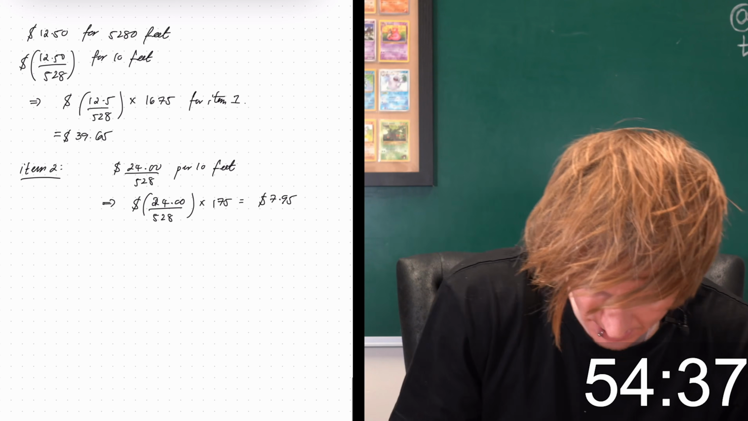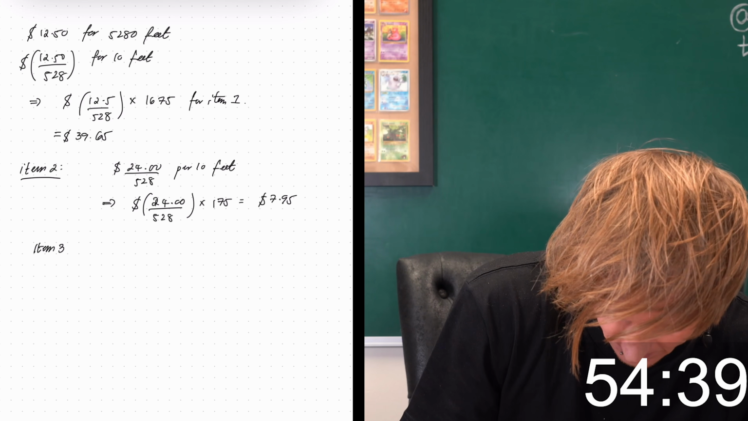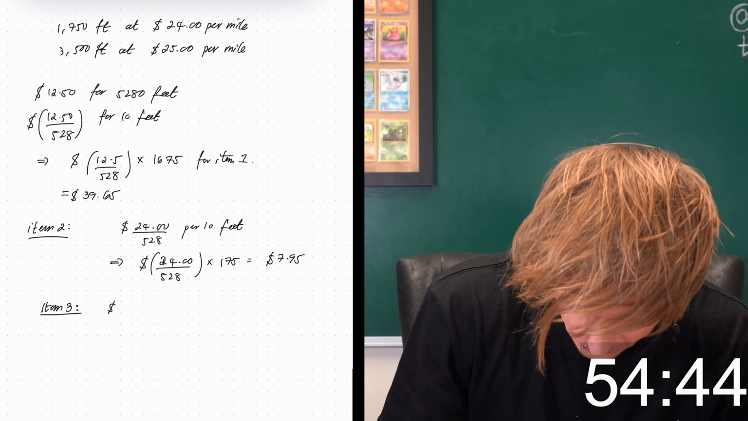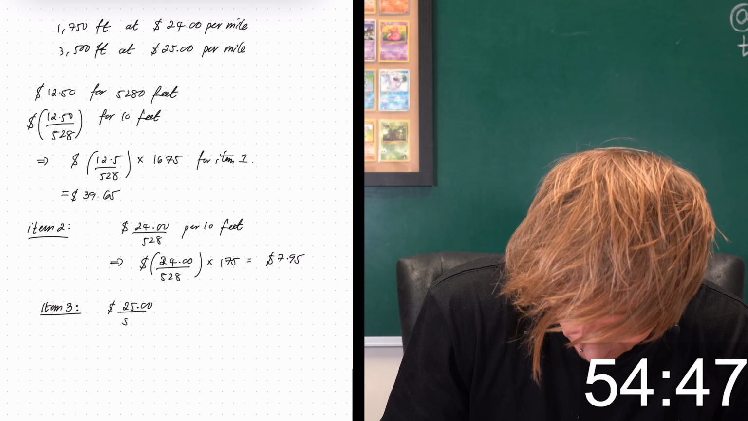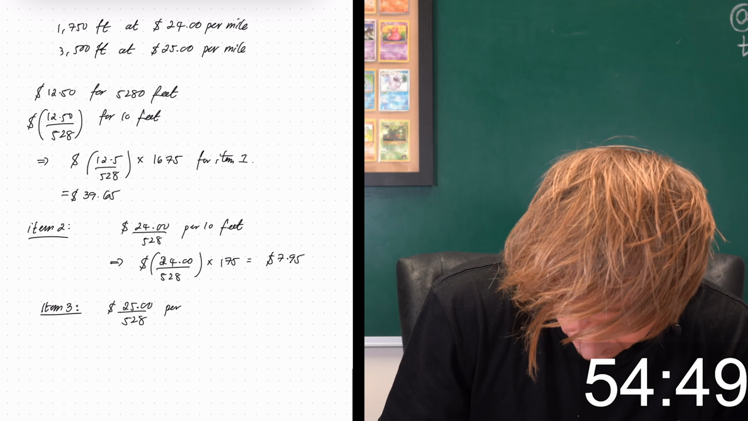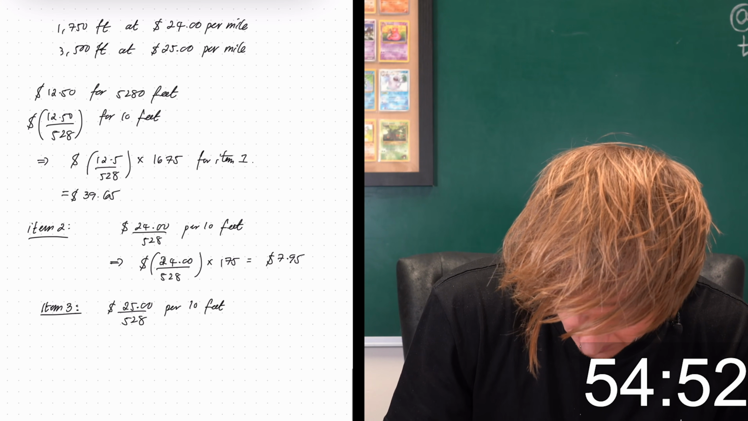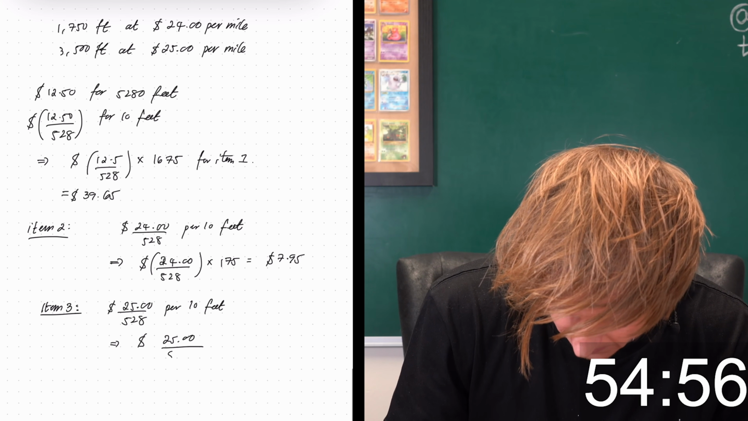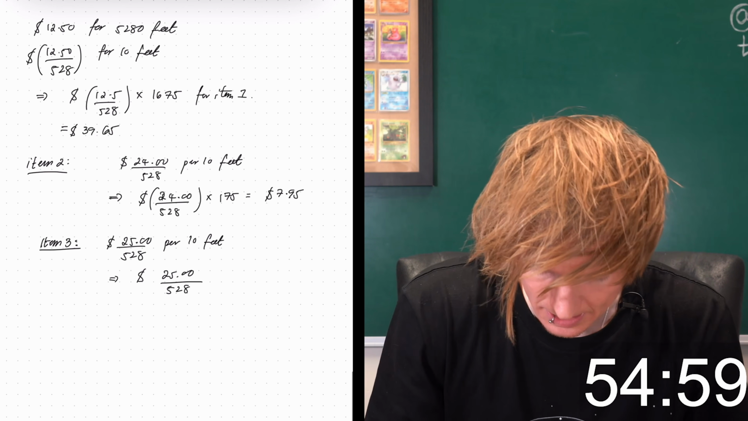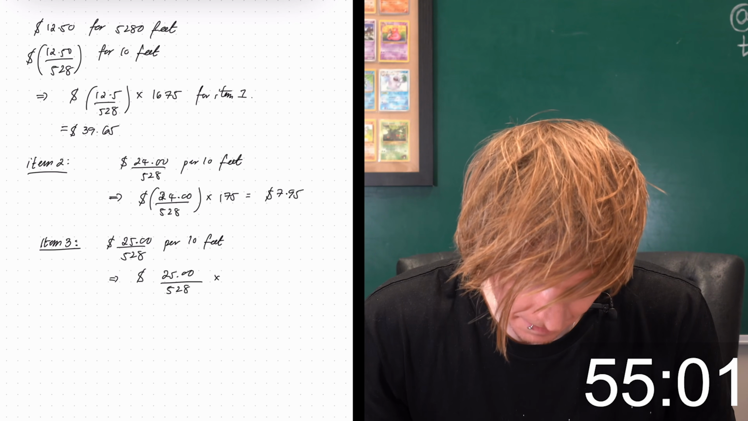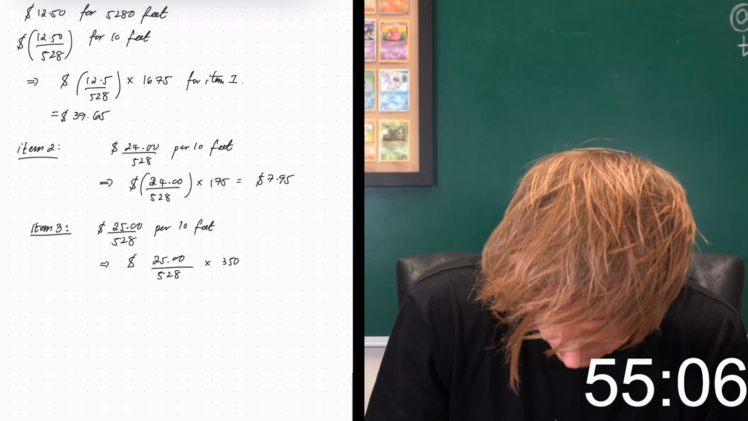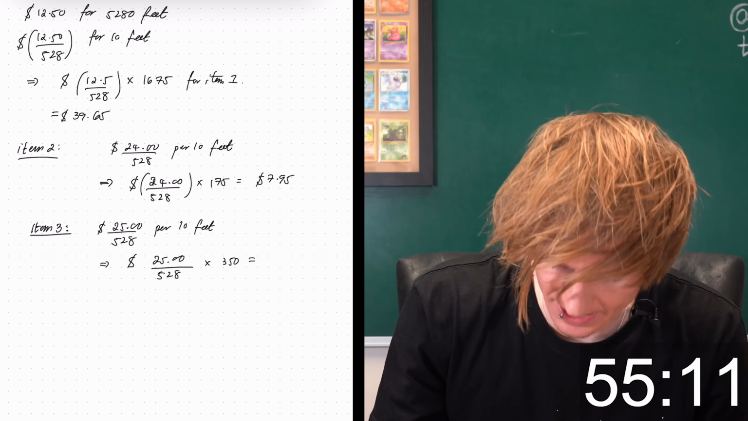And then finally, for item 3, we want $25 over 528 per 10 feet. So that gives me 25 divided by 528 times, how many lots of that did we get? 350. Which is coming out at $16.57.